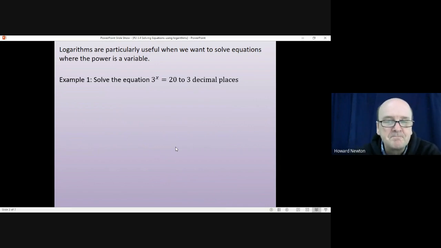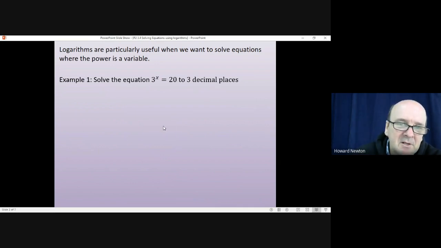And the method is, we're going to take the log of both sides to any base, and then move on from there. Now, I think I'll let you see if you can make sense of this yourself. So pause the video, have a go, and then come back to me when you're ready.